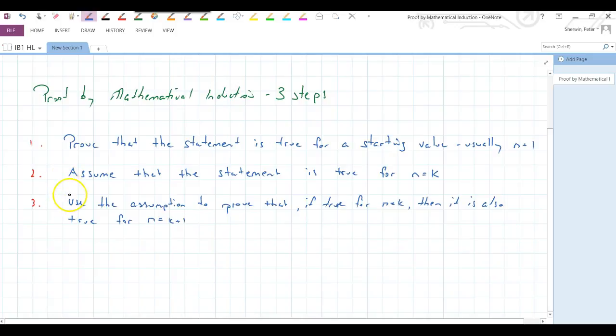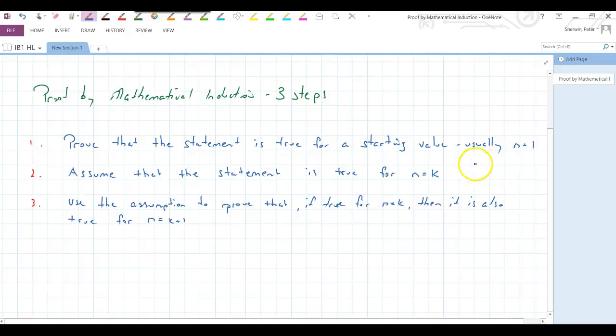The second and third steps go together, because now we assume that the statement is true for n equals k. So for any value of k, we assume that it's true. Then, linking in with step 3, we use that assumption to prove that if it's true for n equals k, then it's also true for n equals k plus 1. As a group of 3 steps, we show it's true for n equals 1, and within 2 and 3, we show that it has a domino effect: if it's true for one value, then it's true for the next value.